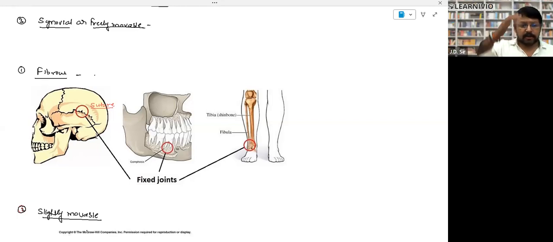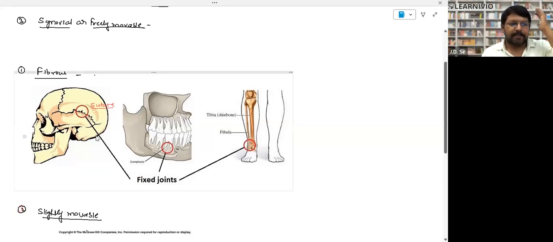And you can see this upper part, we have already studied the frontal, temporal, and parietal bones and all that, right? There are particular joints where movement is not possible. So these joints are fixed joints, right? These joints, which are found in our skull or cranium, we call sutures, S-U-T-U-R-E.